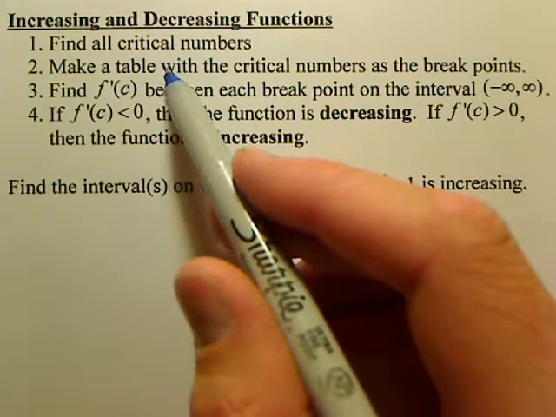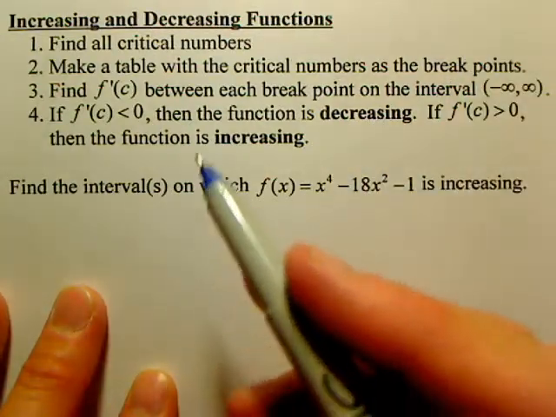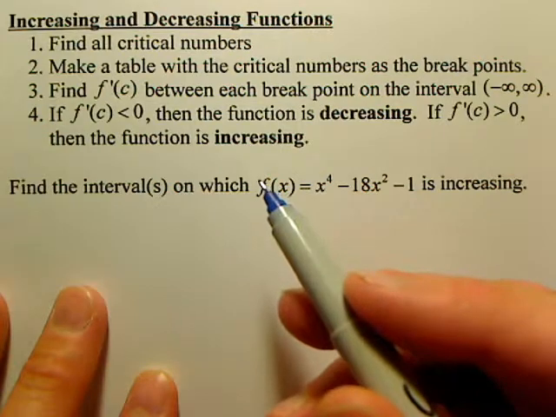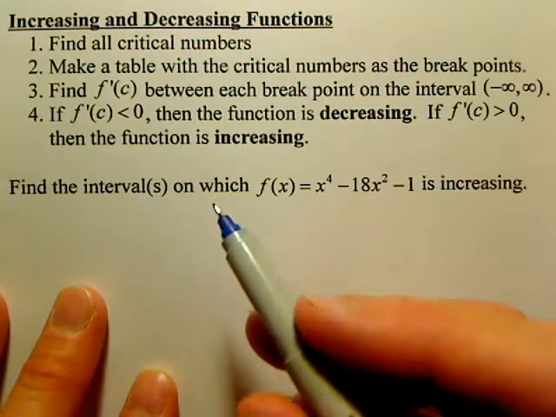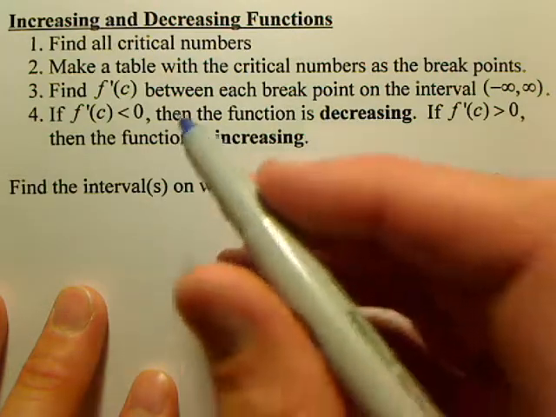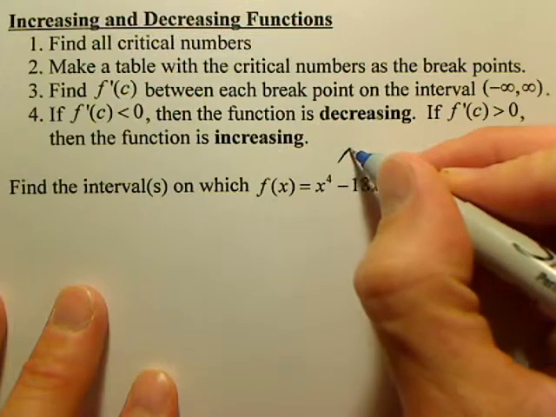Alright, when we're talking about increasing and decreasing functions, we're talking about the slope of a function, of a graph, on an interval. So if I'm saying a function is increasing, the slopes are positive. If I say it's decreasing, the slopes are negative. Let me give you a little picture describing this.